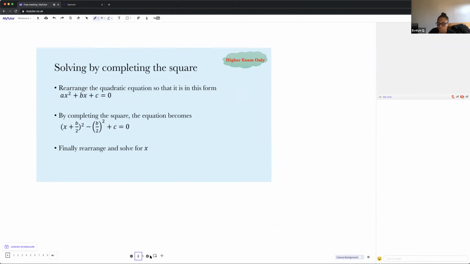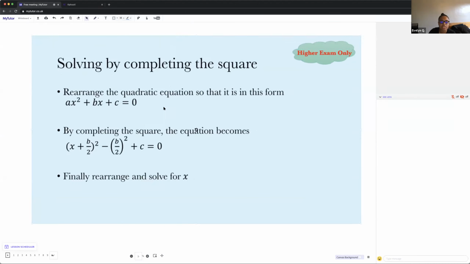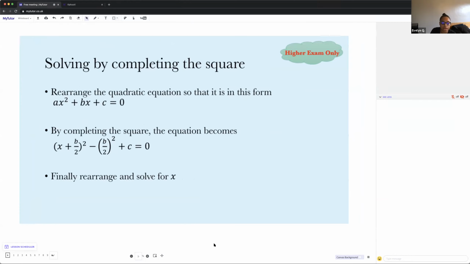So another topic which we're going to go through as well today for higher students again only is solving by completing the square. Now solving by completing the square is quite tricky as well, and it's usually in this sort of form. The way to complete the square is to take b and half it, and then in the brackets you're going to have x plus b over 2. So once you've halved b, you're going to have x plus b over 2 squared, like the whole bracket squared.